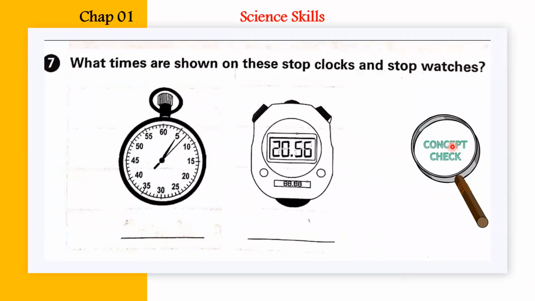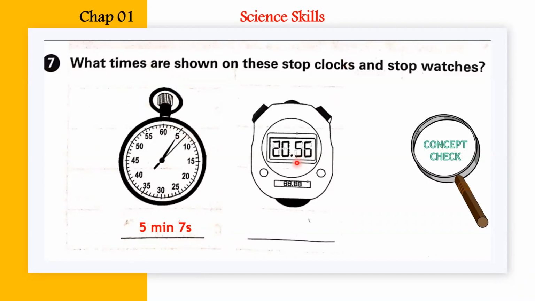What times are shown in these stop clocks and stopwatches? This stopwatch gives you the time. 5 minutes and 7 seconds.